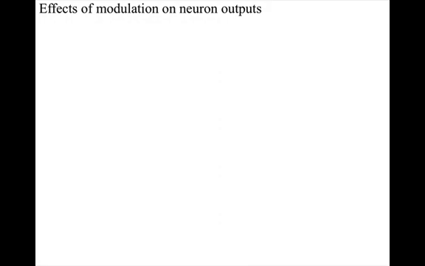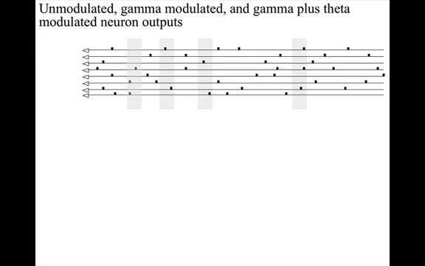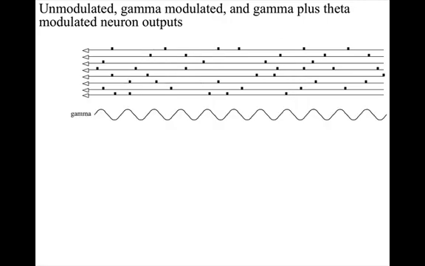Let's have another look at the modulation of neuron outputs. If you were to examine the outputs of a group of cortical neurons towards their targets, in the absence of modulation, the spikes are distributed in time with no apparent temporal correlation between the outputs of different neurons. If you examine the same time interval at different times, there are roughly the same number of spikes.